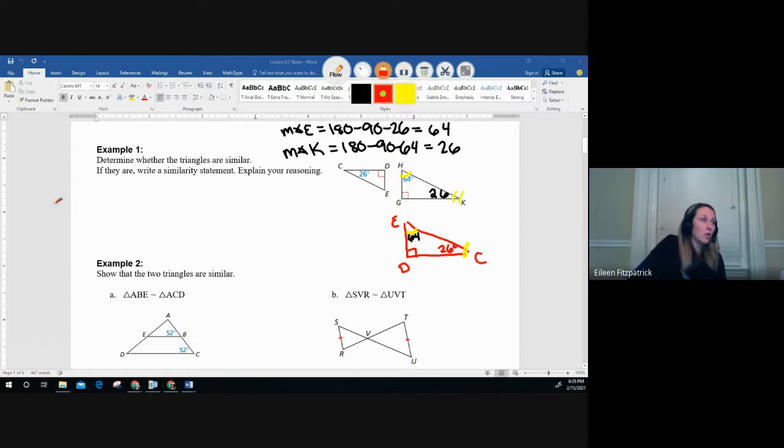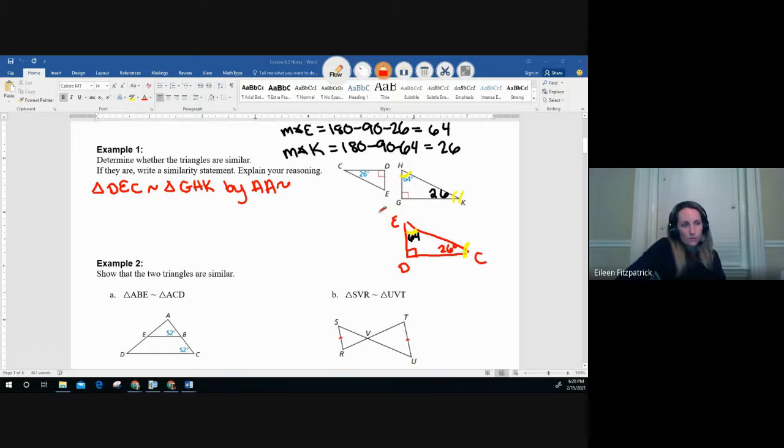All right, so I can say triangle, and make sure you name them correctly, so triangle DEC is similar to triangle GHK by AA similarity. Okay. Now I have my work over here, so that's sufficient for my explanation, or you can write how you came up with those angle measurements.